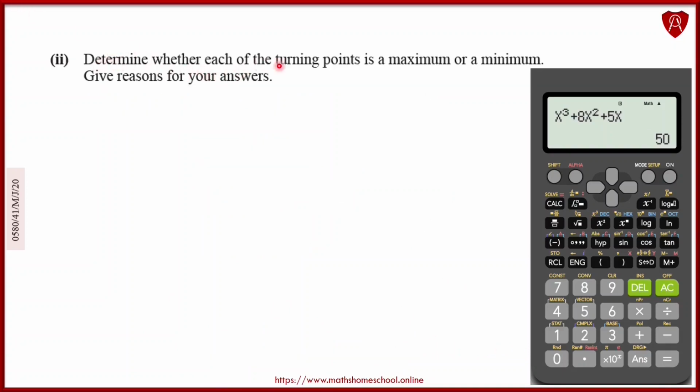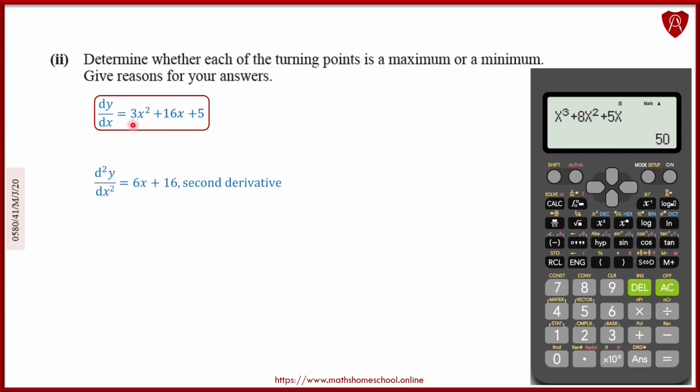Determine whether each of the turning points is a maximum or a minimum. Give reasons for your answers. We worked out the first derivative of the curve, which gave us the positions of the stationary points. We now need to differentiate this expression again to get the second derivative.